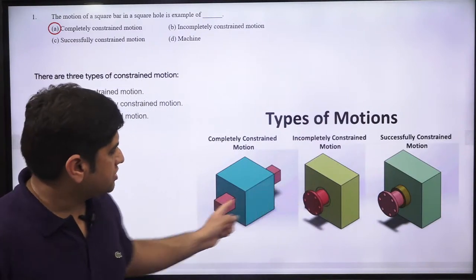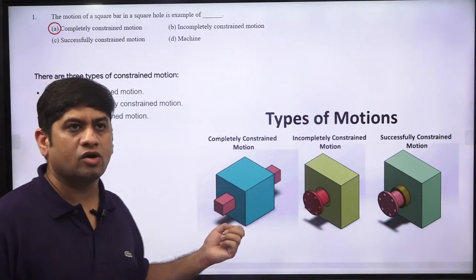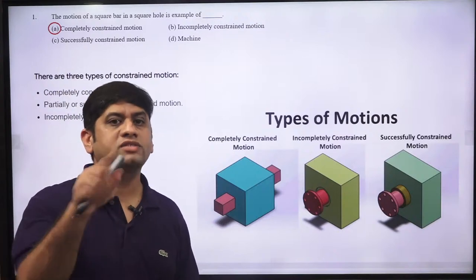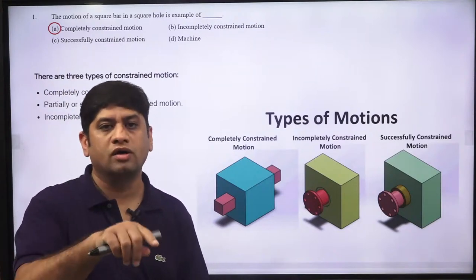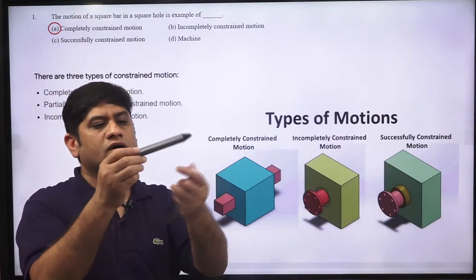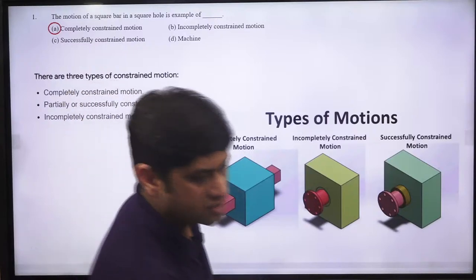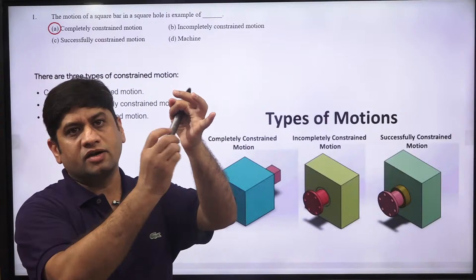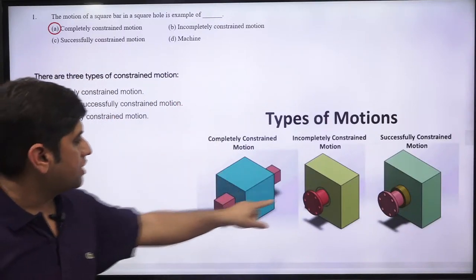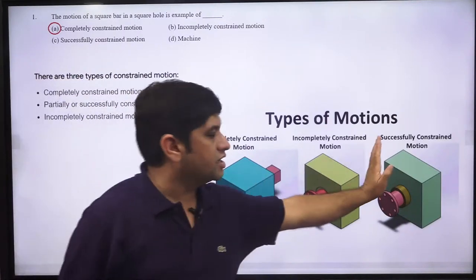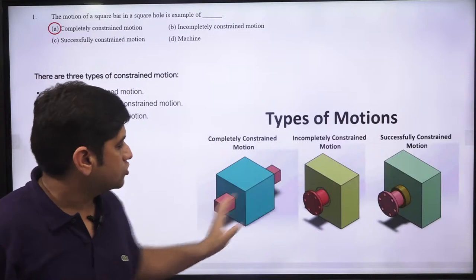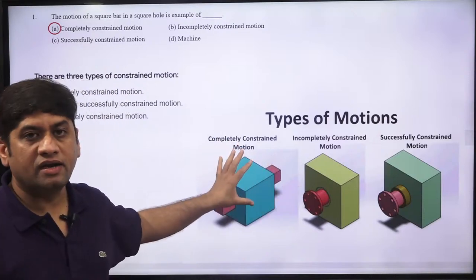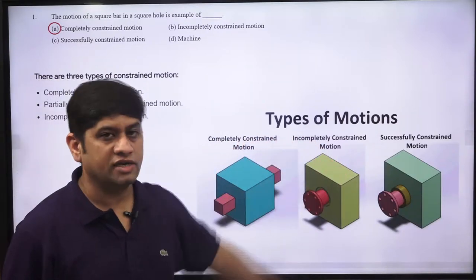Instead of this prismatic pair or square hole, suppose I give you a cylinder inside a circular hole. Let us say there is a cylinder inside the circular hole. It can rotate also. This cannot rotate, but this can rotate. This can translate also and rotate also, while this can only translate. Completely constrained, incompletely constrained.